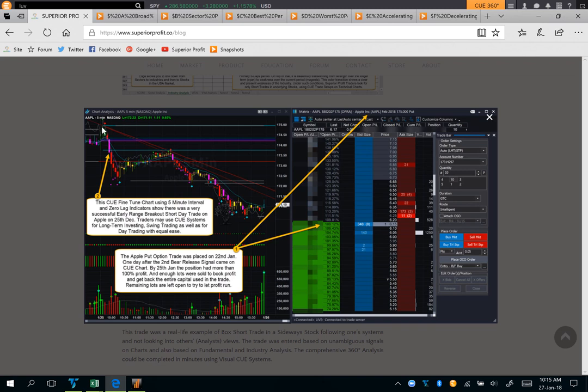If you look at the Apple's chart here using 5-minute fine-tune chart, we know the stock was weaker than broad market in daily chart. We knew that from relative performance. The industry was weakening. So for day traders, we'll be looking for short trades. And on this particular day, we had a very nice, very low risk short trade that gave very large profit.